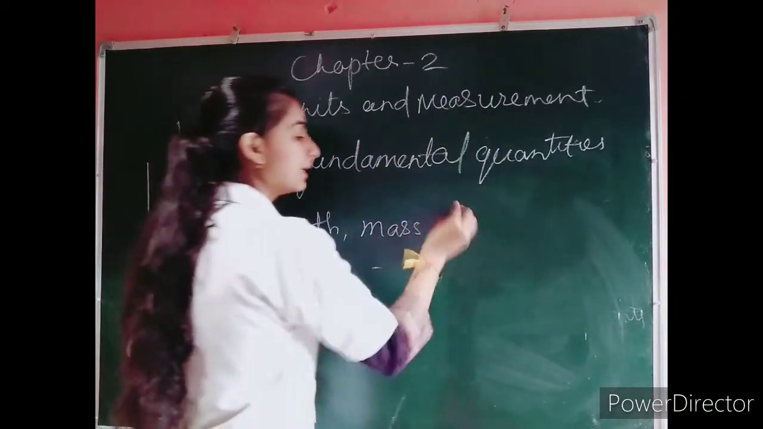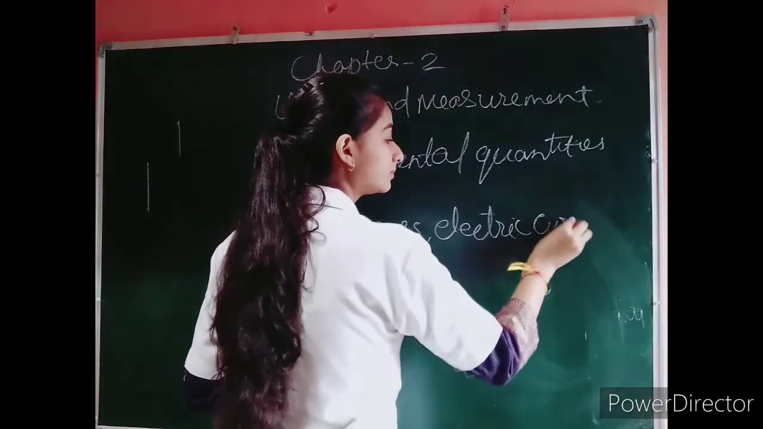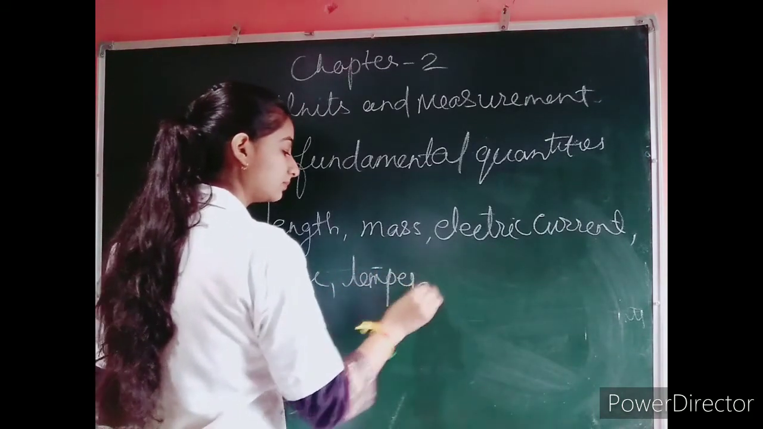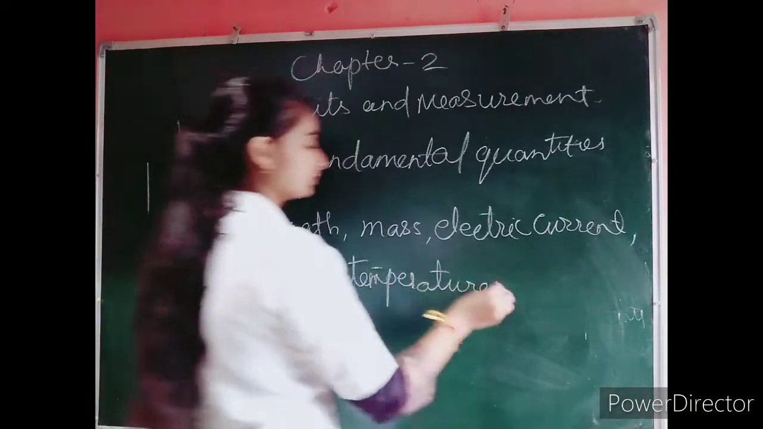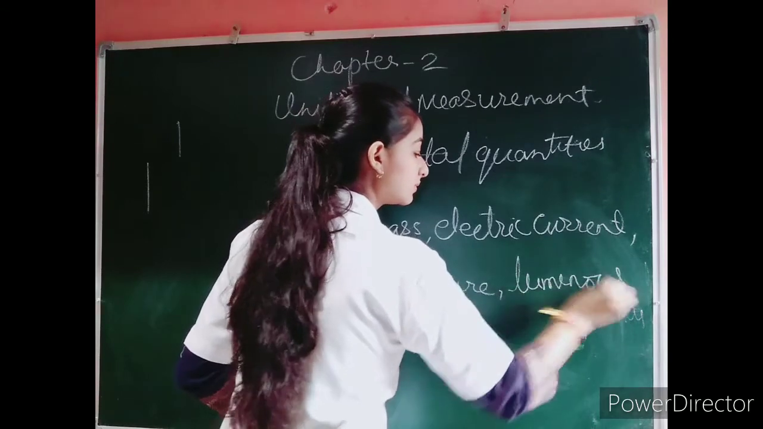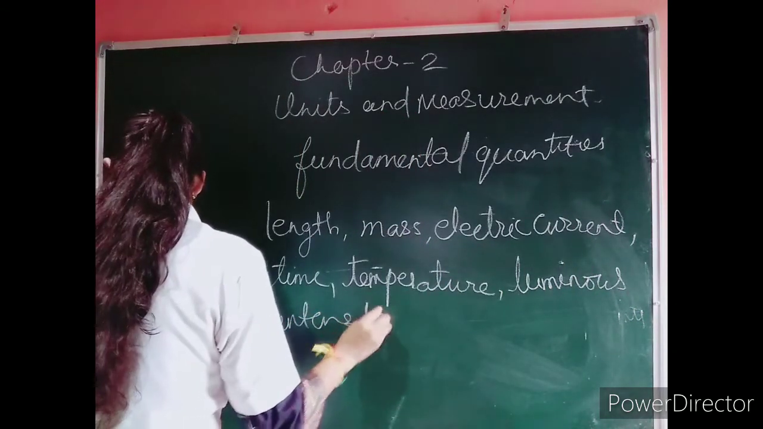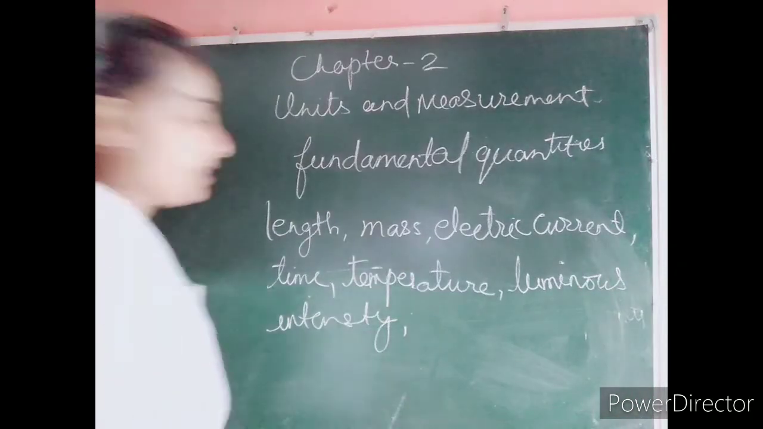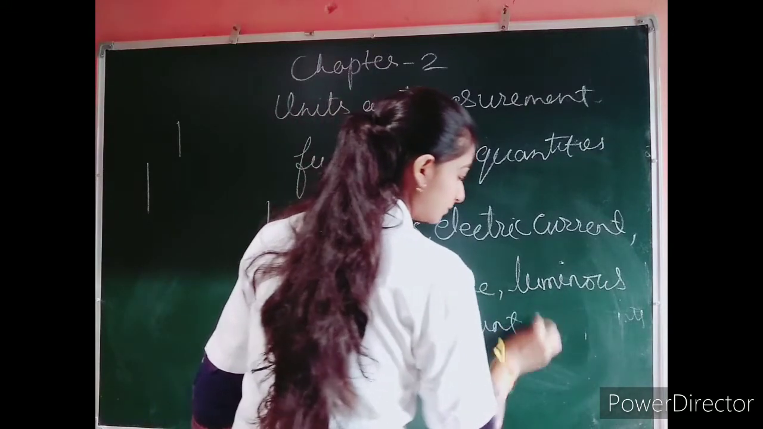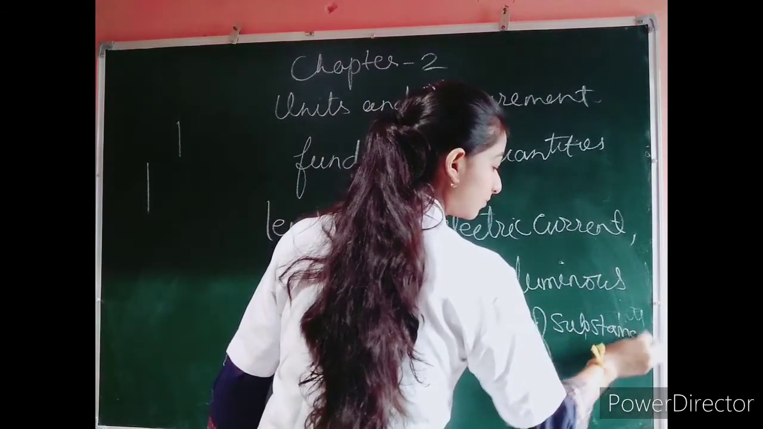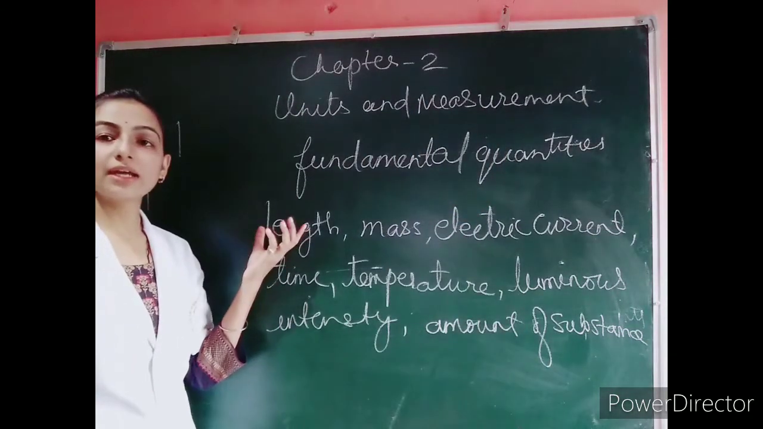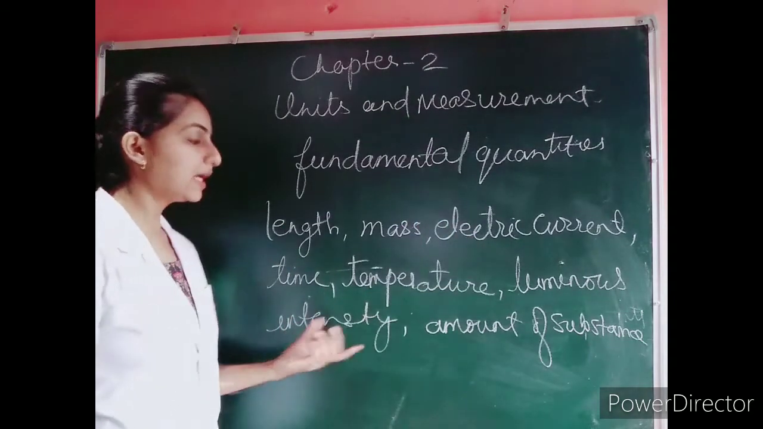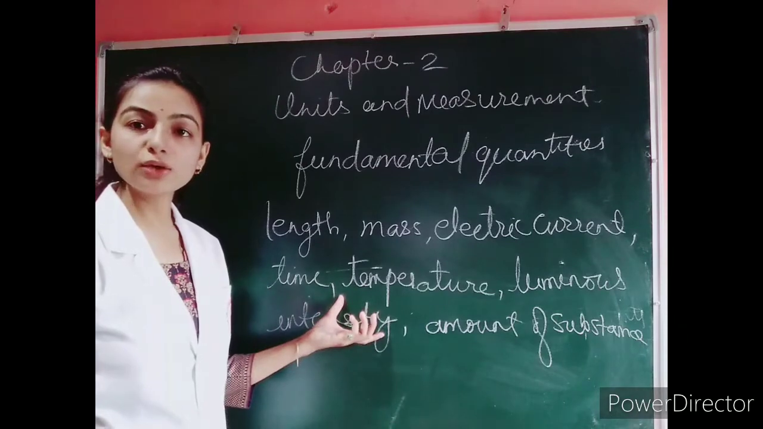mass, electric current, time, temperature, luminous intensity. And last one is amount of substance. So the fundamental quantities are divided into 7 units, that is length, mass, electric current, time, temperature, luminous intensity and amount of substance. These are independent of each other.